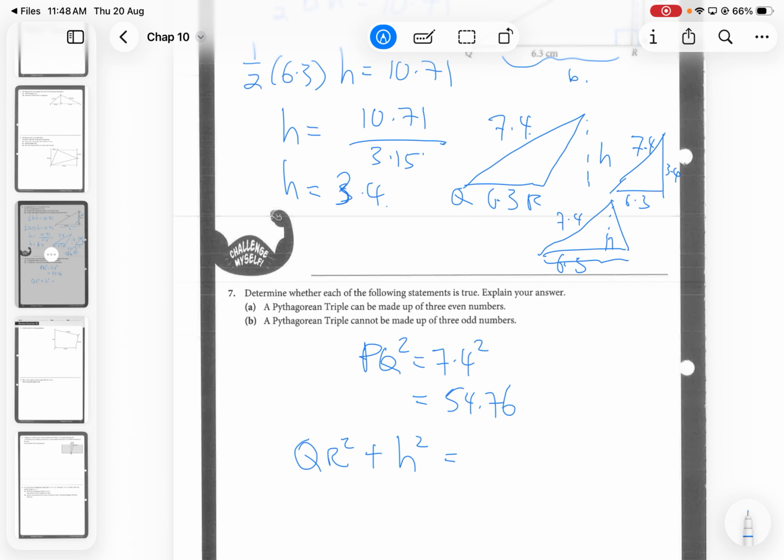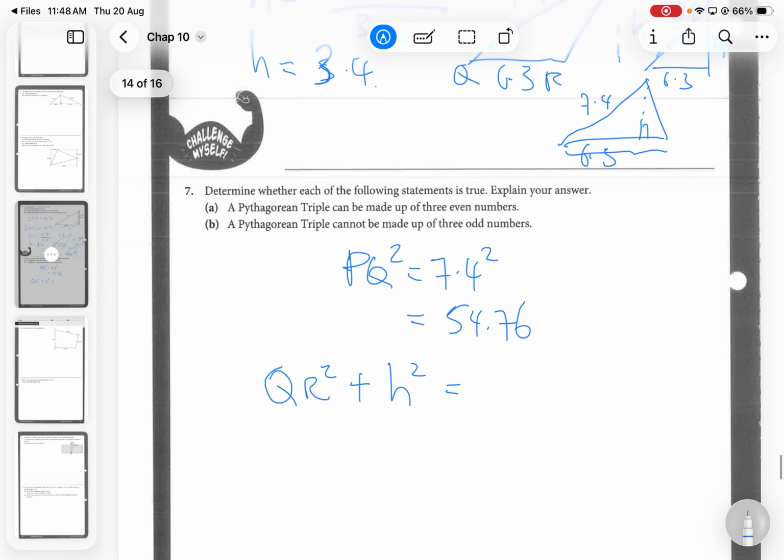$54.76. QR is 6.3, plus 3.4. Okay? I don't go and write them together.